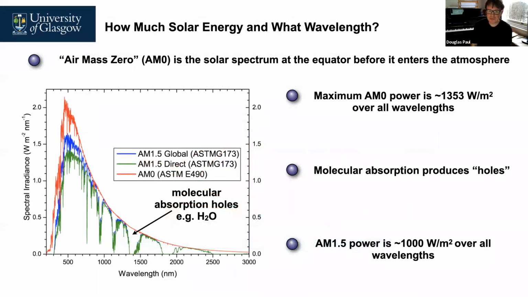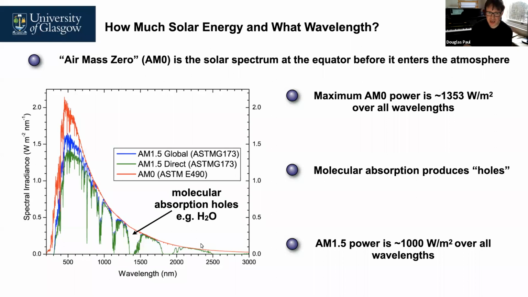So how much energy and what wavelengths? Well, I've shown this spectrum before, but I haven't actually told you how much energy is available if you integrate this all up. So if we are at AM0, which is this red curve here, and we're above the Earth's atmosphere at the equator, you have 1,353 watts per meter squared surface area over all the wavelengths when you integrate up this red curve. So that's the maximum possible solar energy you could have if you're just above the Earth's atmosphere.